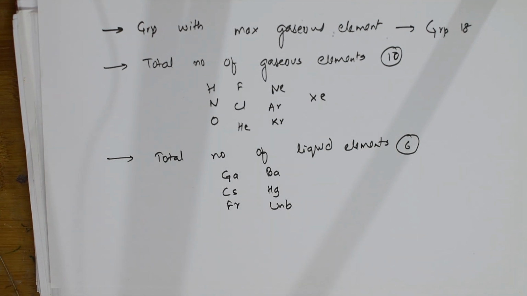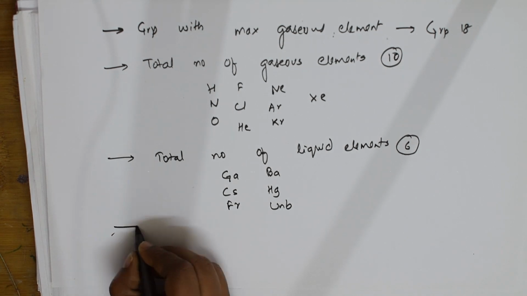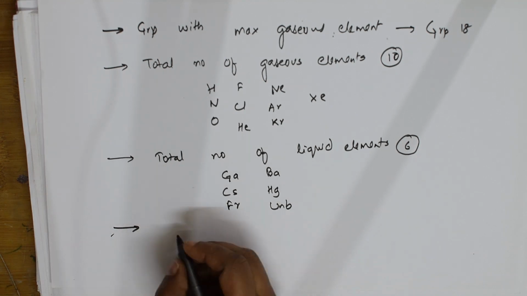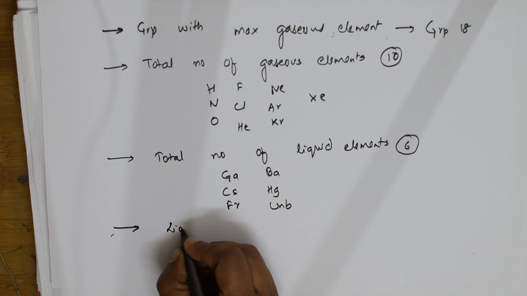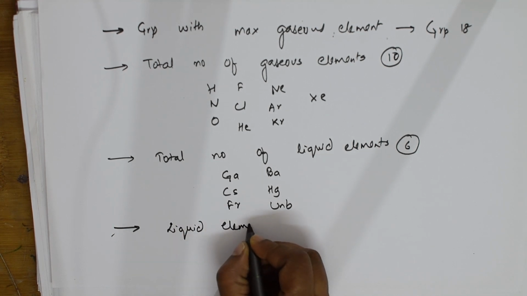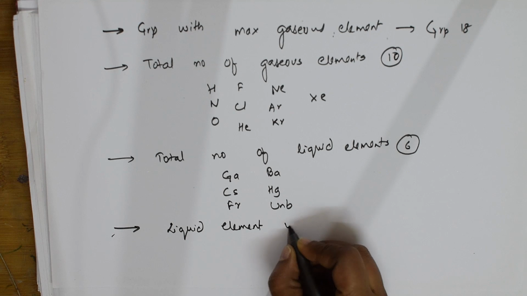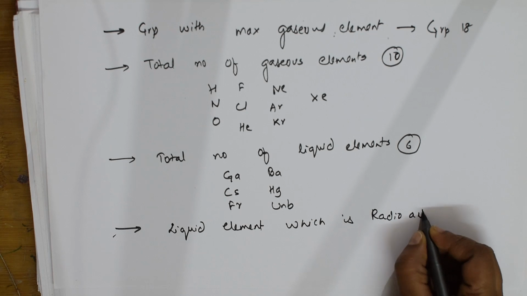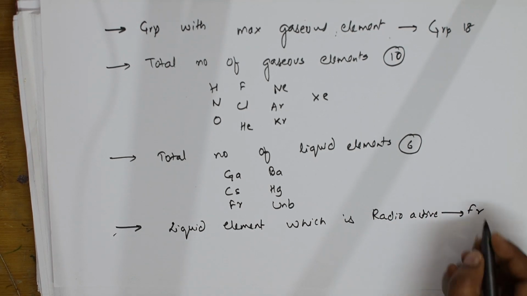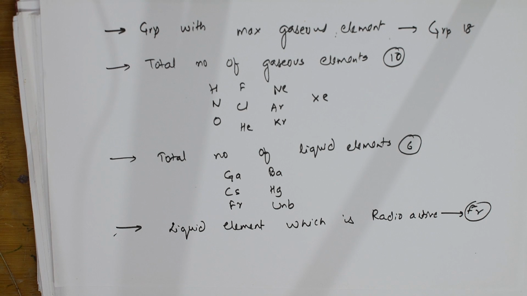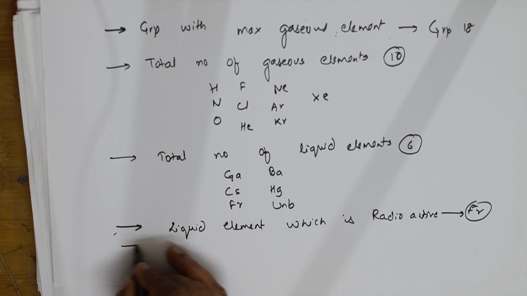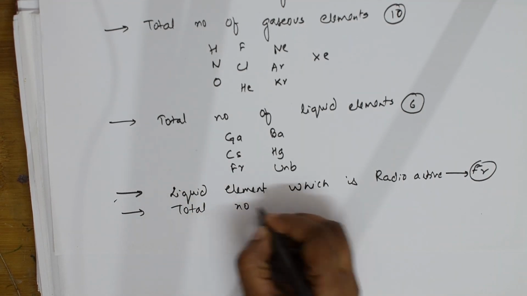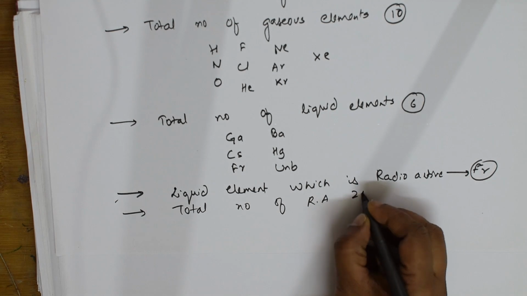Right, students? Now, one more let us add to our book. What is that? An element which is liquid and it is radioactive. Okay. Let us write liquid element which is radioactive. So it is francium. Confidently you can say francium. Next, how many total radioactive elements we have in the periodic table? Basically 25 radioactive elements are there. Total number of radioactive elements, 25 are there.